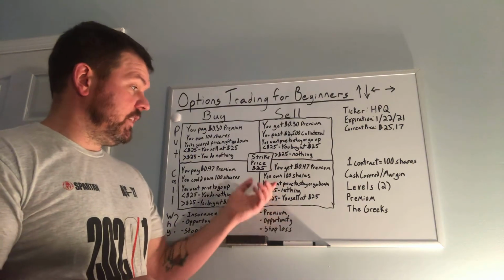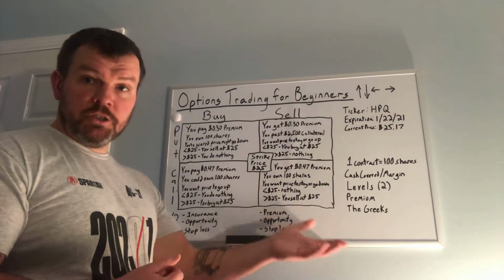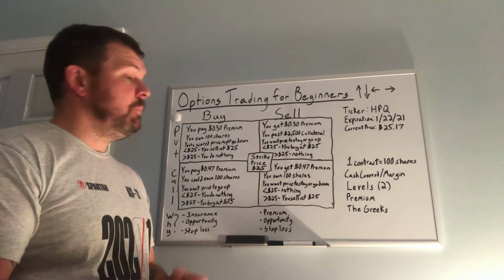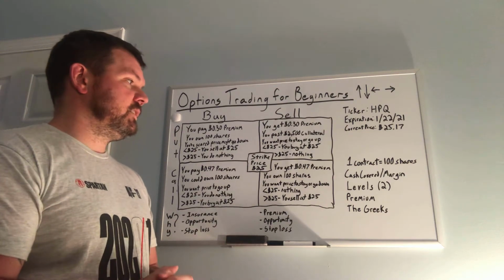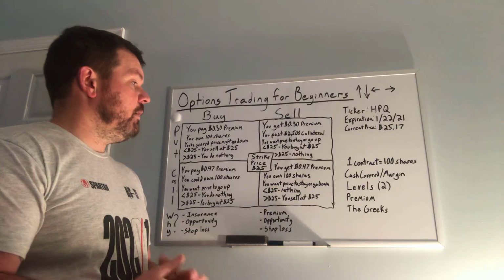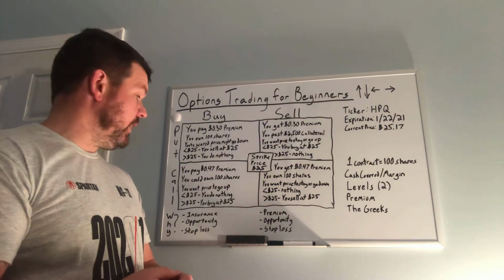If it expires and it's greater than $25, then guess what? You have to sell your shares at $25. Maybe you wanted that, maybe you didn't. But regardless, that's the worst case. So that's the fourth box. So hopefully I explained that right.